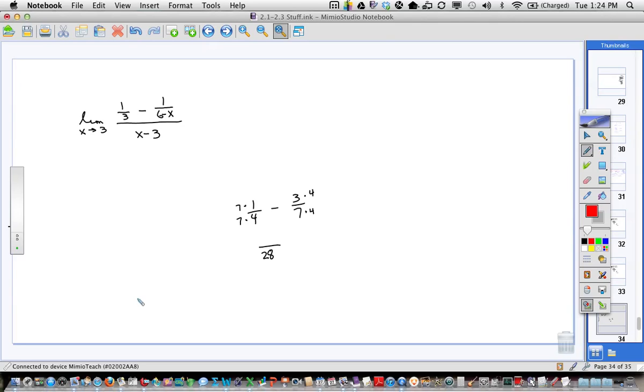Well, that's the same thing we do here. The common denominator up here on top. Okay, here's the x minus 3. On top, the common denominator is going to be 3 times 6 minus x.